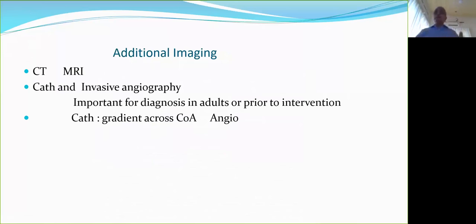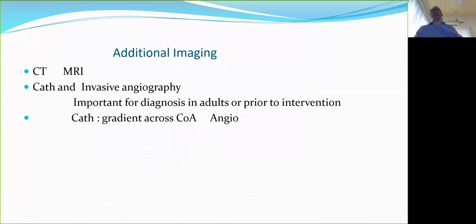As I said, you need additional imaging sometimes. And the older the child, or if you're dealing with an adult, your echo becomes less and less reliable for a suprasternal view. And therefore, you need a CT or an MRI. Or if you're planning intervention, of course, you will do a cath and invasive angiography. This also you will see in the images to come.